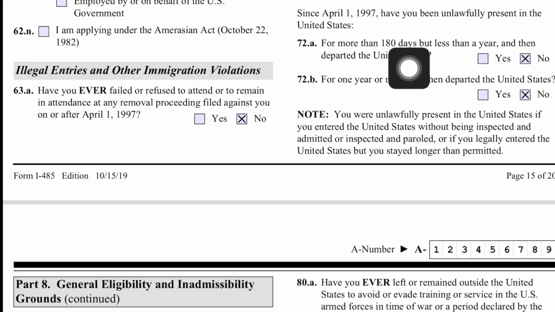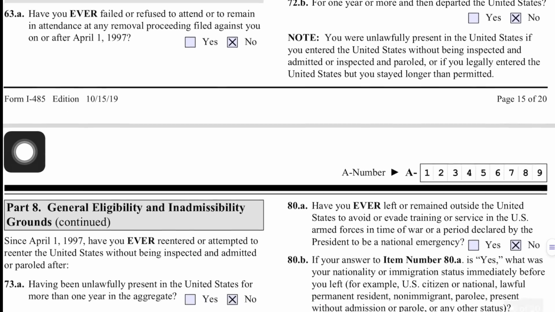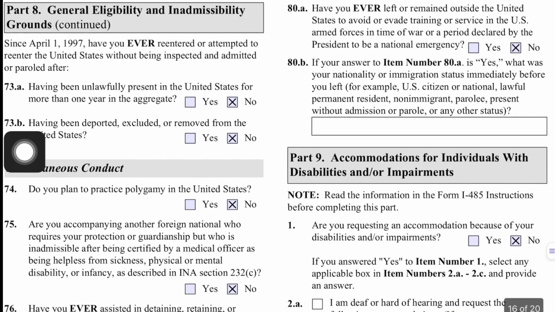72A, for more than 180 days but less than a year and then departed the United States? No. 72B, for 1 year or more and then departed the United States? No. Then the next one, still part A, since April 1, 1997, have you ever re-entered or attempted to re-enter the United States without being inspected and admitted or parole after having been unlawfully present in the United States for more than 1 year in the aggregate? No. Have been deported, excluded, or removed from the United States?